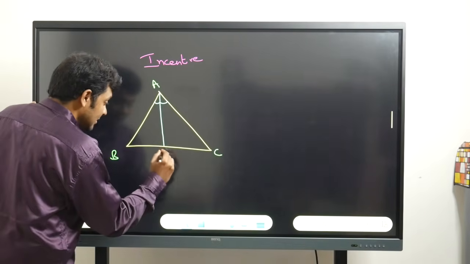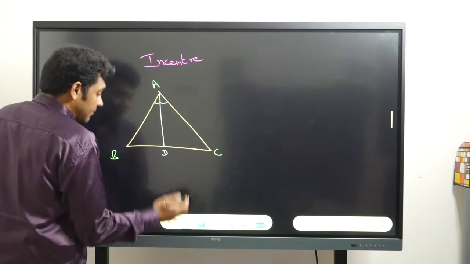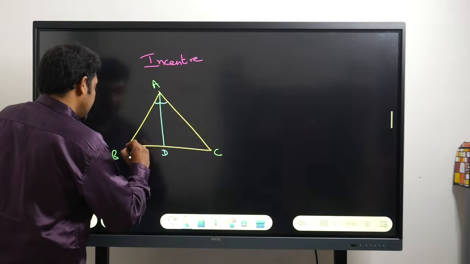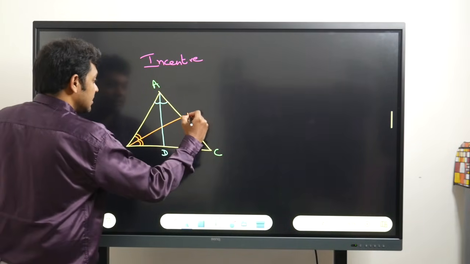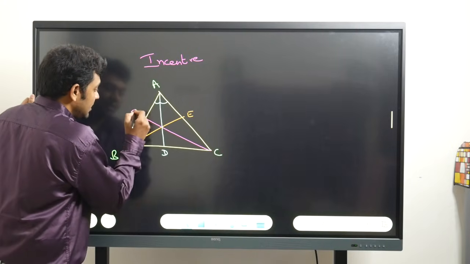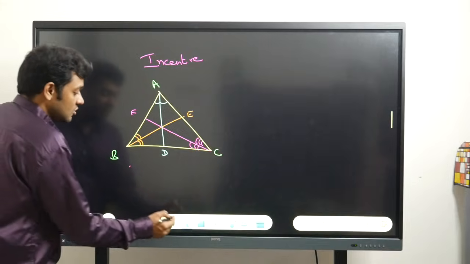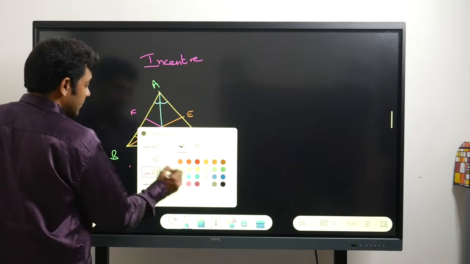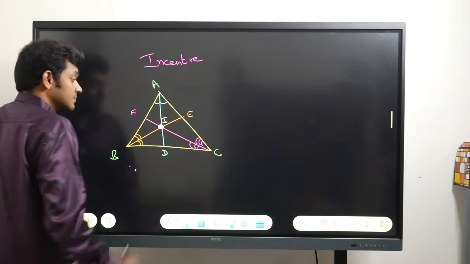Let's say the triangle ABC. This line AD is the angle bisector, meaning AD bisects this angle, capital A. Next, you bisect this angle B. So BE is the angle bisector. And you bisect this angle C. CF is the angle bisector. The point of intersection is called the Incentre, which is denoted by I.